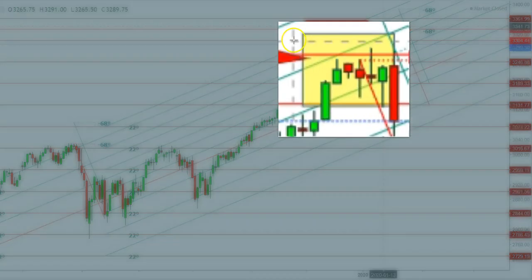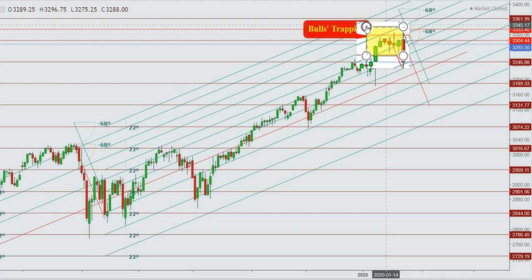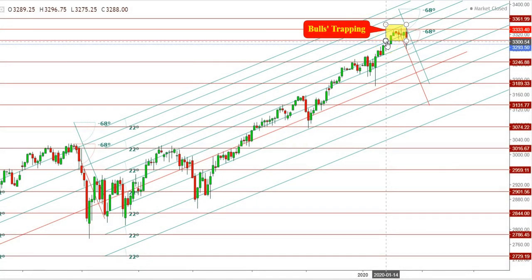So here I find that this zone from the levels of 3345 to 3301 is a bootstrapping zone where the S&P 500 bulls are stuck. So here I find that the S&P 500 futures start looking for an excuse for a correction. So this I find the beginning of a correction which may continue during the upcoming weeks.